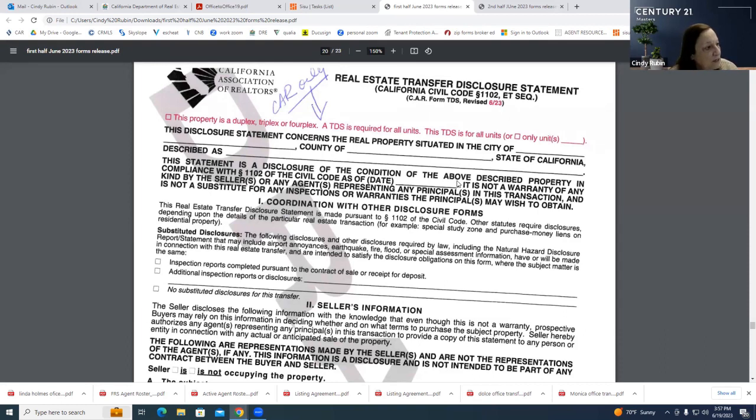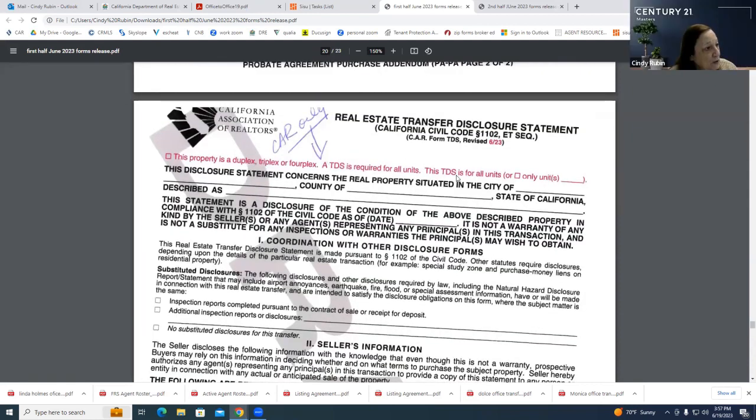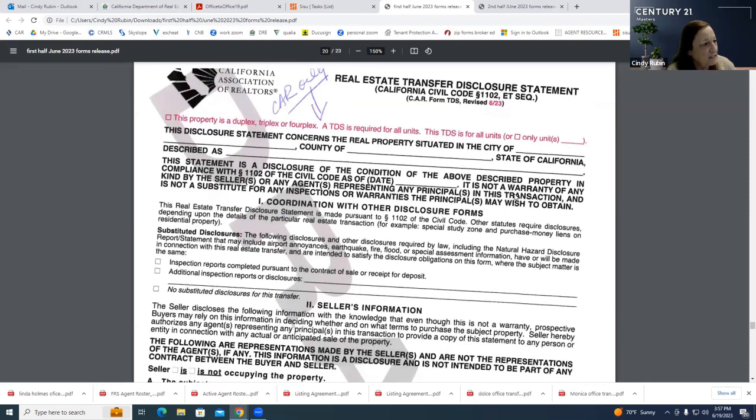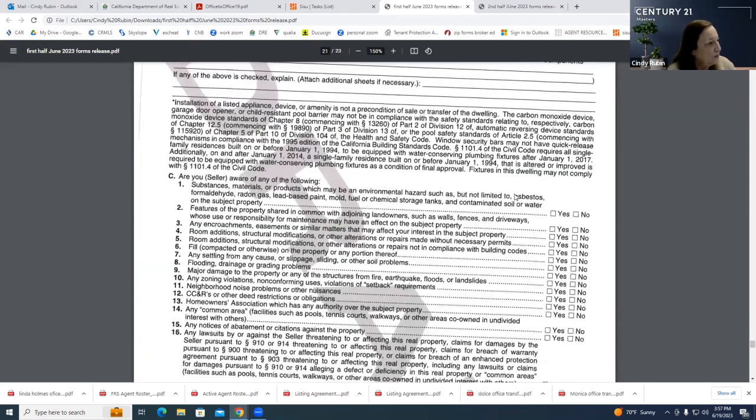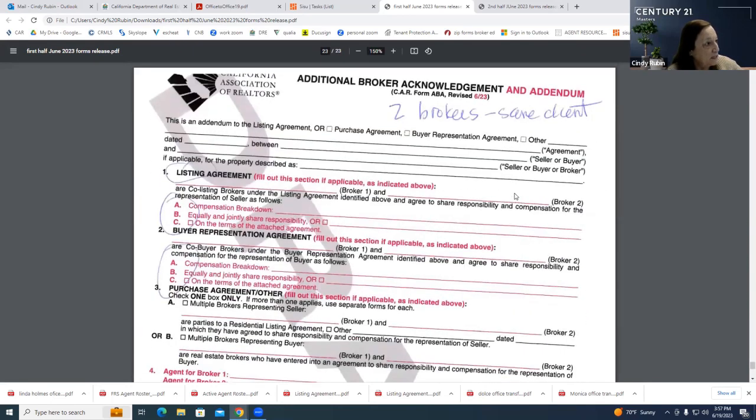So I would do separate ones. And now it says that up here. So they're giving you the option of saying this is for all the units, which I don't like. But we want one for each one because it just makes sense.